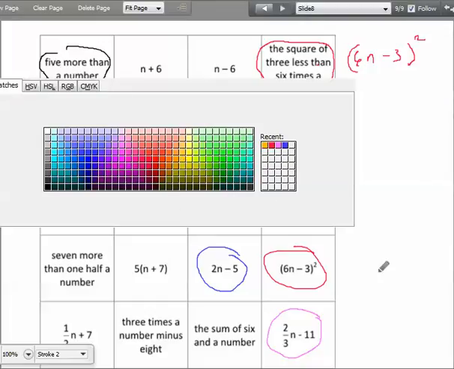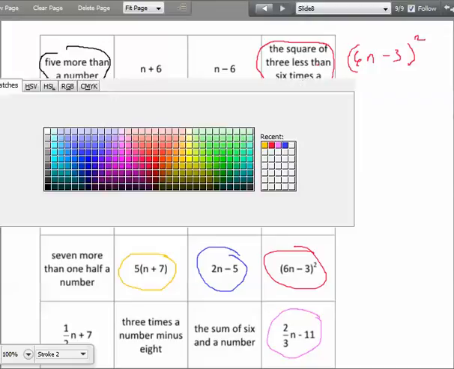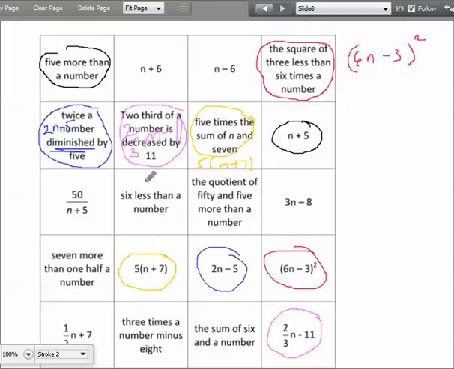Let's see if we can't keep going. 5 times the sum of n and 7. Well, that's going to be 5 times the sum of n plus 7. Well, it's fairly simple. That's going to be this one right here. You guys see how I'm doing that? I'm matching these up like this. Okay? Could be an interesting little game, couldn't it?